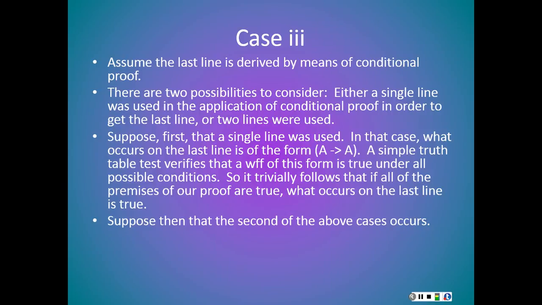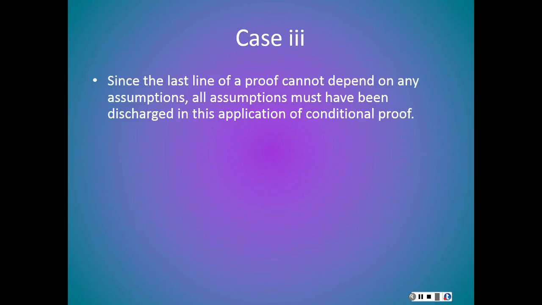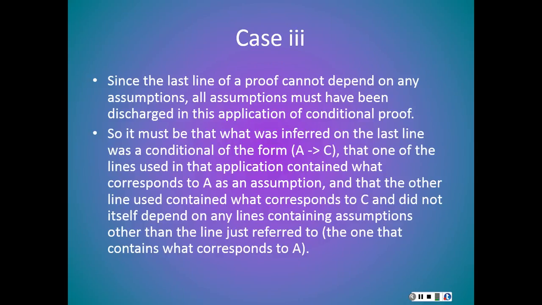So let's suppose then that the second of the above possibilities occurs. So the second possibility is that we use two lines. So suppose that two lines were used in the application of conditional proof. Well, since the last line of a proof cannot depend on any assumptions, all assumptions must have been discharged in this application of conditional proof.